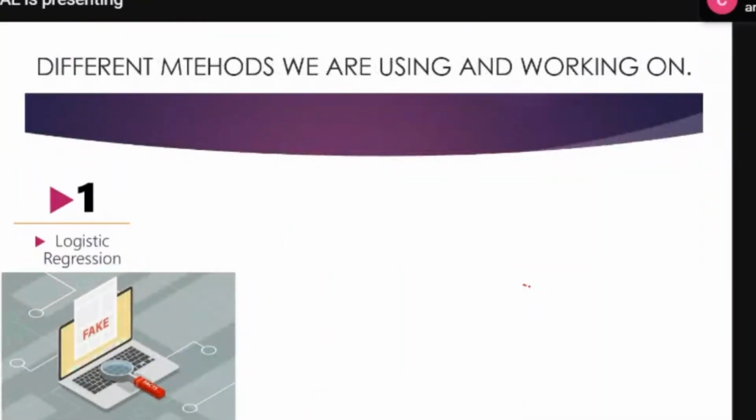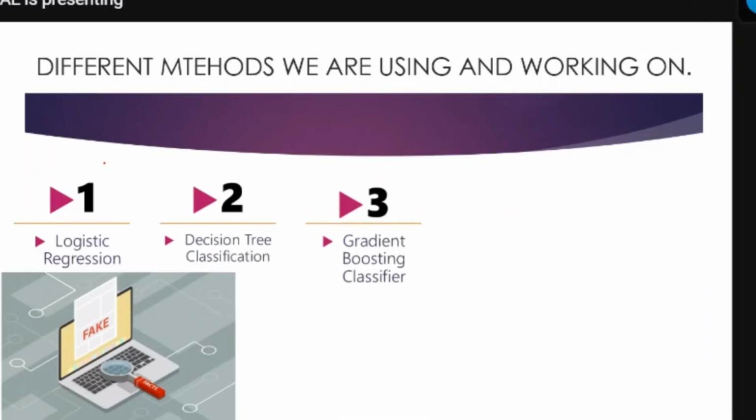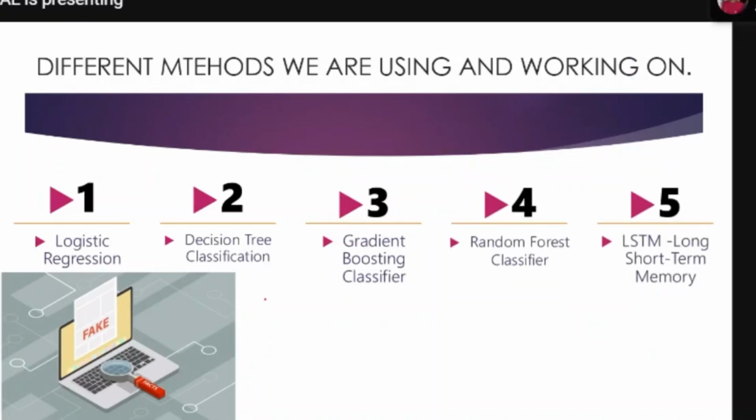Okay, so what methods did I use? Firstly, logistic regression. Secondly, decision tree. Thirdly, gradient boosting classifier, fourth, random forest, and last is LSTM. Actually, it has a good story behind it.